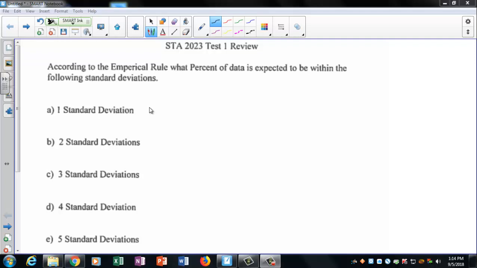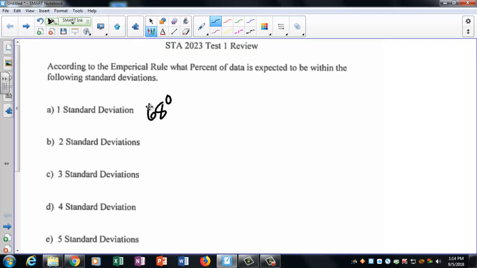It tells us that 68% of data will be within one standard deviation. It's approximately, right? It's not exactly 68%, but it's pretty close. It tells us that 95% of data will be within two standard deviations. It tells us that 99.7% will be within three standard deviations.